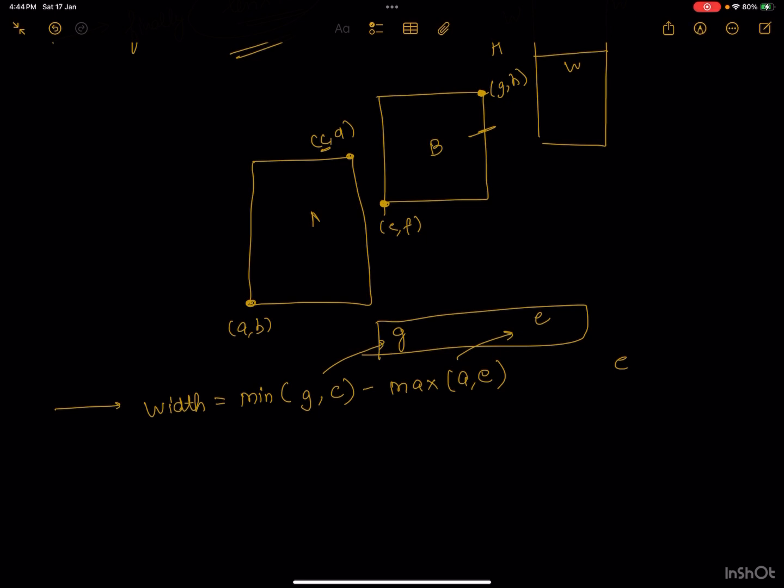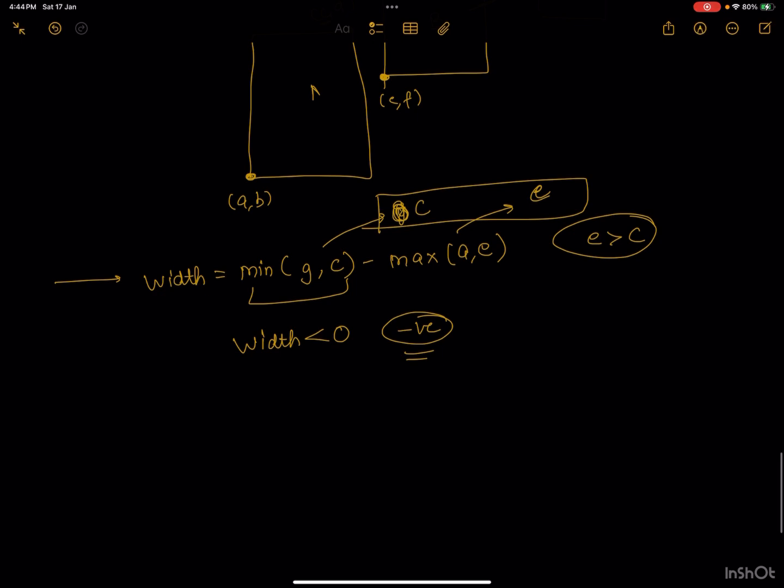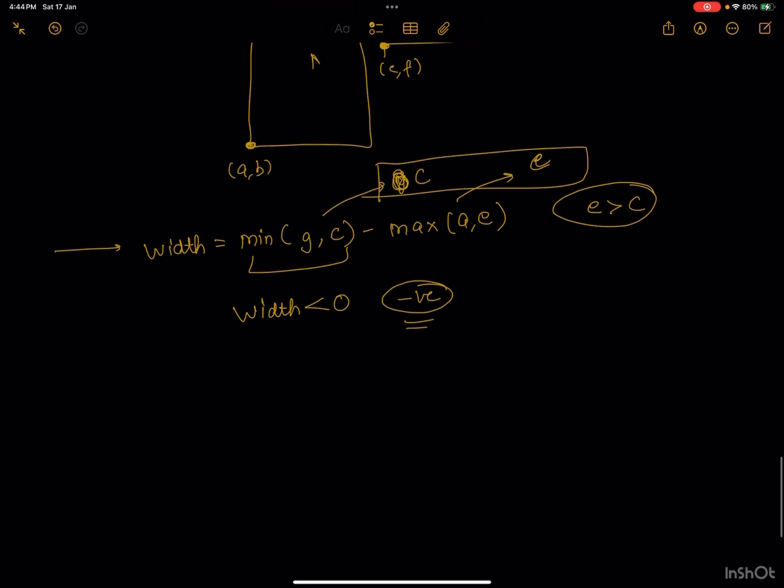Sorry, once again I repeat, I'm taking the minimum here, so it would store c here, and it is going to store e here. And since we know that e is greater than c, this width value would come out to be negative, and this would be a sign that if width or height is negative, in that scenario we need to return 0, because we cannot form a square when there is no intersection between two rectangles.